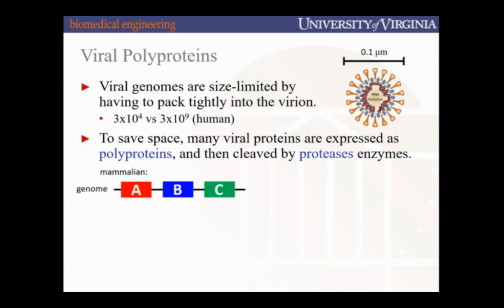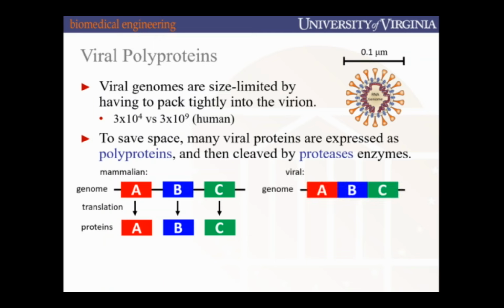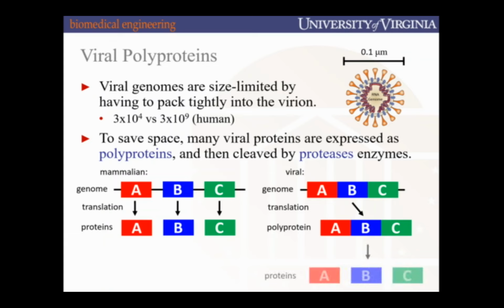In mammalian organisms like ourselves, the genes on our chromosomes are well separated and spread out, and each gene codes for a single protein. In viral genomes, we have the coding region for multiple proteins all compacted together, and this is translated as a single long polyprotein that has all its individual protein components linked together from N-terminus to C-terminus on a single polypeptide chain.